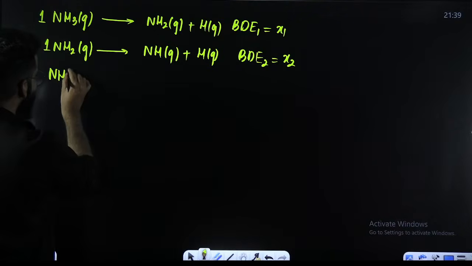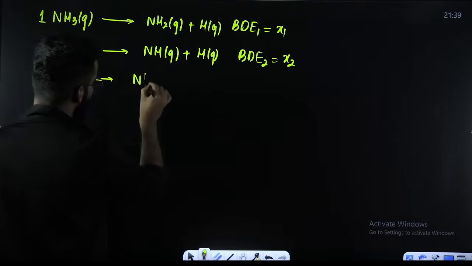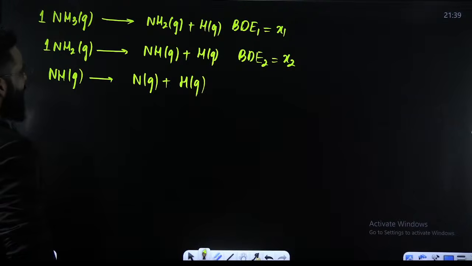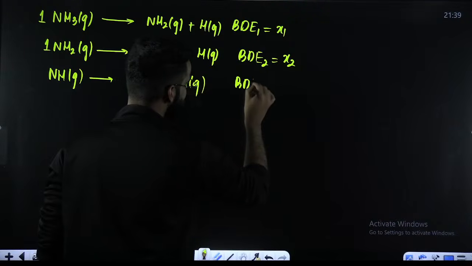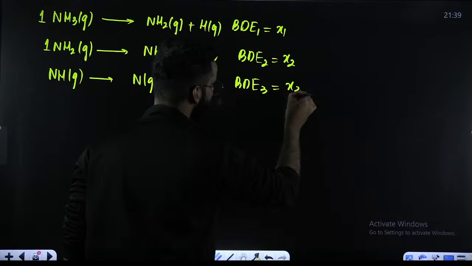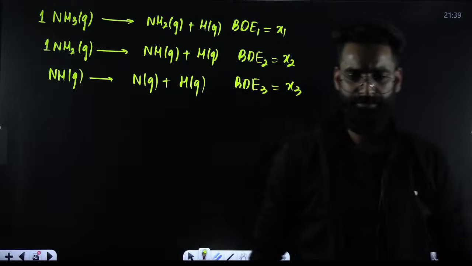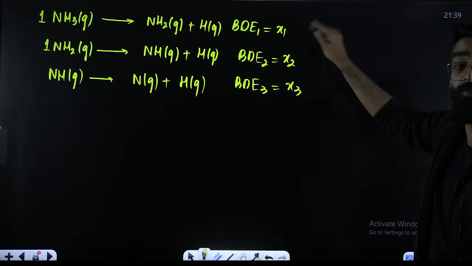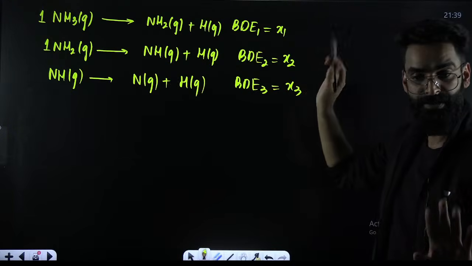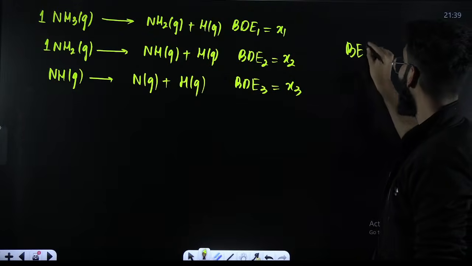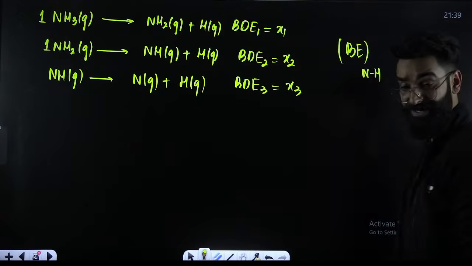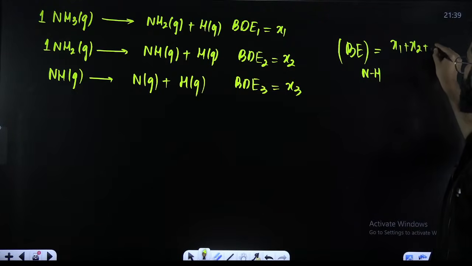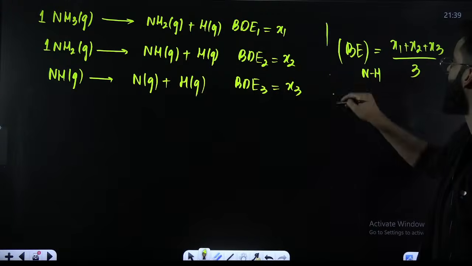Now, NH gas is converted into N gas plus H gas. The energy needed in this particular case is X3. What are these X1, X2, X3? These are the respective bond dissociation energies of NH. If I ask you, what will be the bond energy of NH? I was breaking this bond only. The bond energy of NH will be X1 plus X2 plus X3 divided by 3. Average.